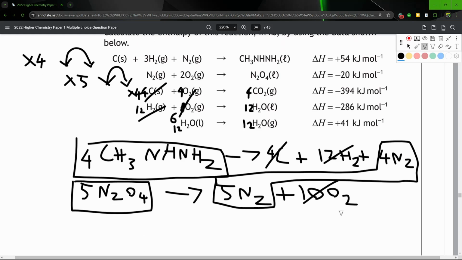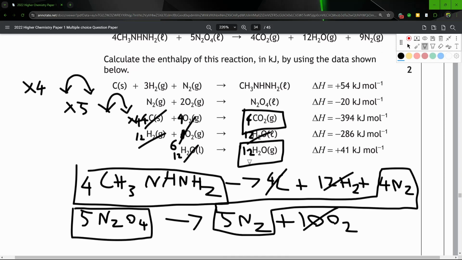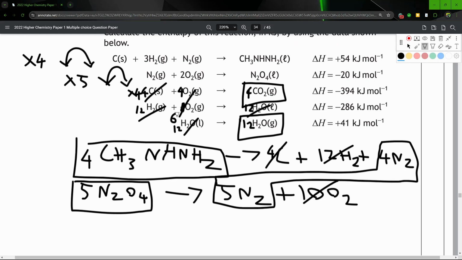And then we just need to worry about carbon dioxide. That is what we want. 12 water, that's what I want. These two water liquids, they also cancel each other out, and I believe that should be most of it cancelled. Yeah, because we times this by 5. Yes, we've got everything cancelled out.